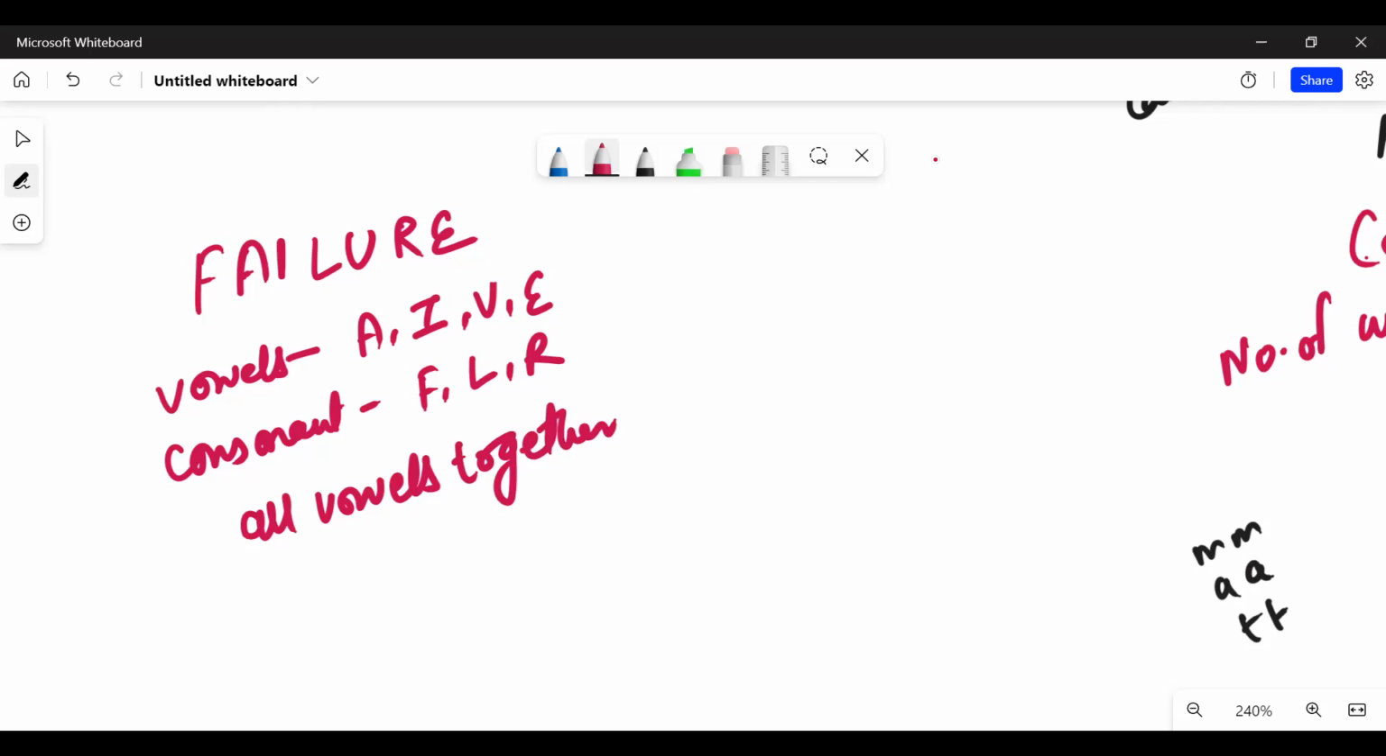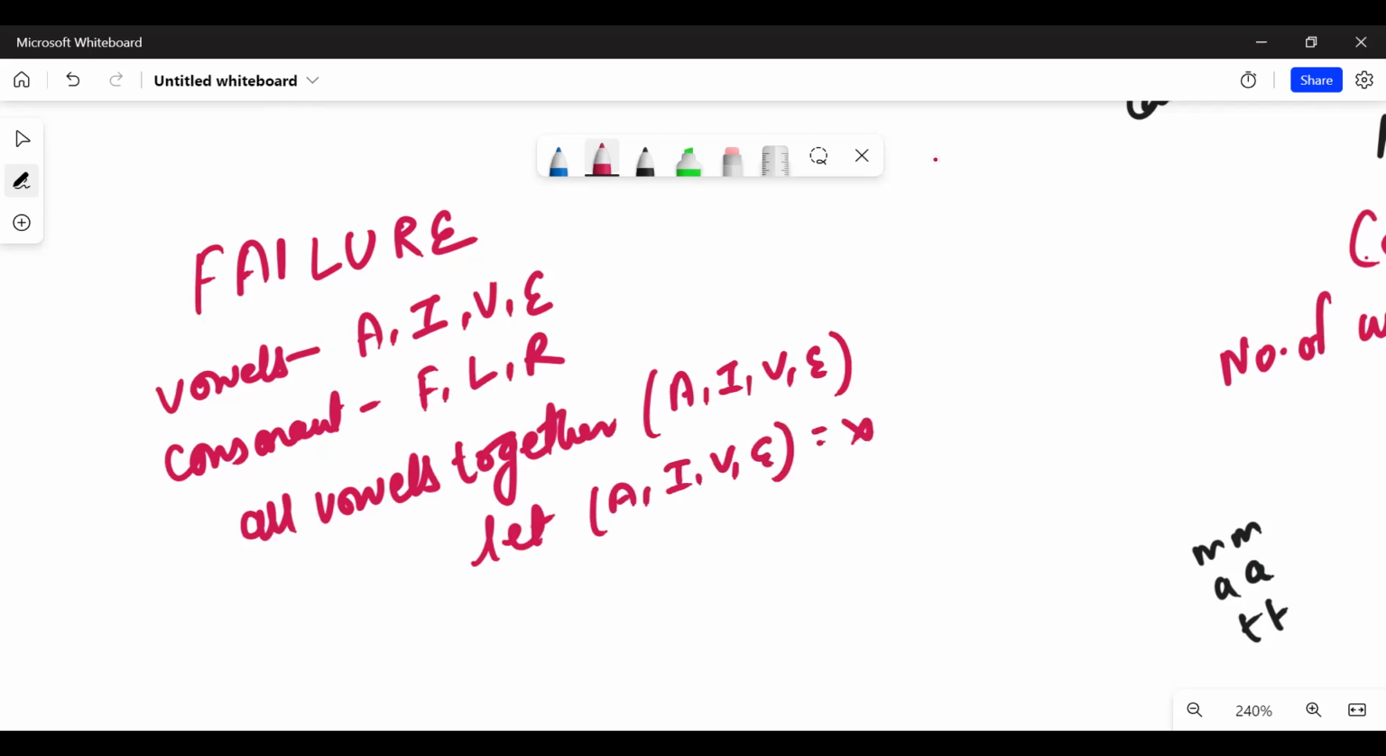Whenever you do this kind of question, please remember, we'll do a lot of questions like this. Whatever you want together, like I want all vowels together, so I want A, I, U, E together. Think like this: let A, I, U, E equal to X. Now your letters are your new letters. What are your new letters? Your new letters are F, L, R, X. You're getting it?